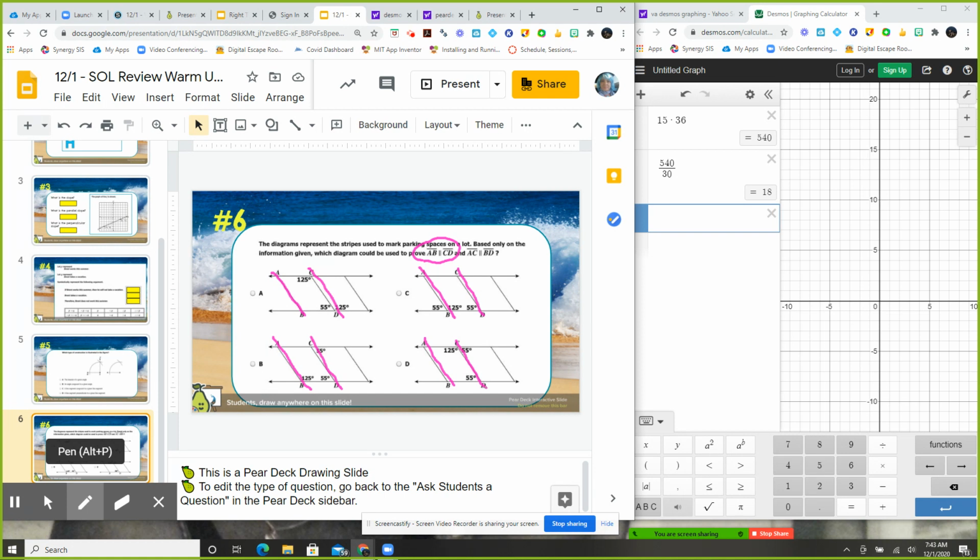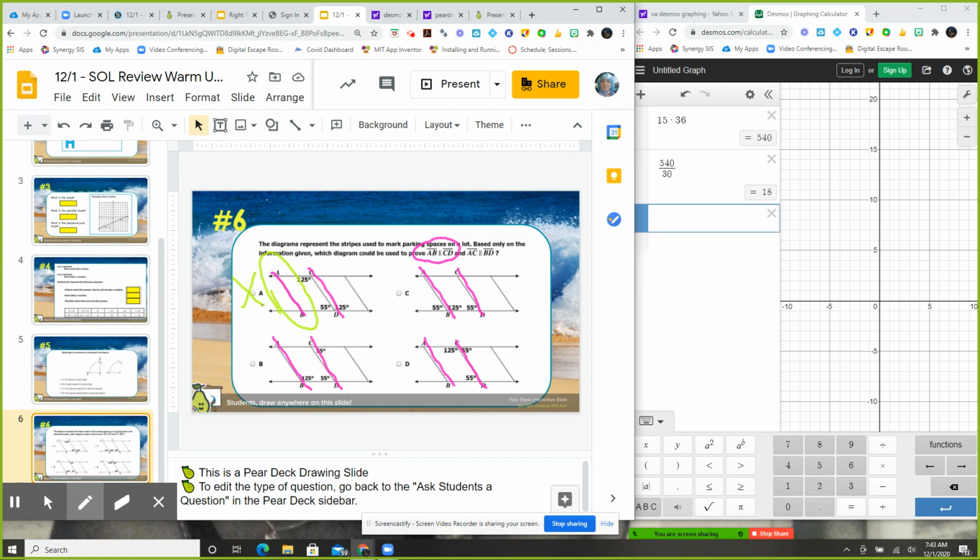Once you have them highlighted, what we're looking for is exactly what Victoria said. We're looking for a pair of angles that either add up to 180 or are congruent, and we need one on each pink line. We need one angle on AB and another angle on CD. Do we have that in answer choice A? Do we have any angles on this AB line? We do not. So can it be answer choice A?